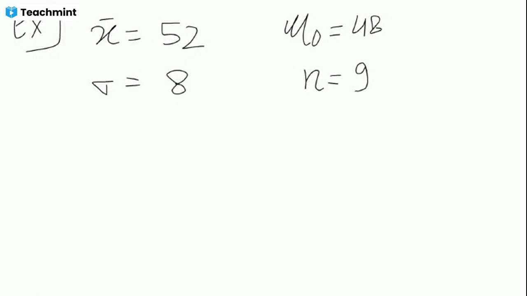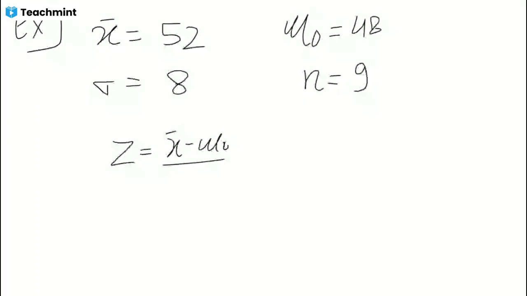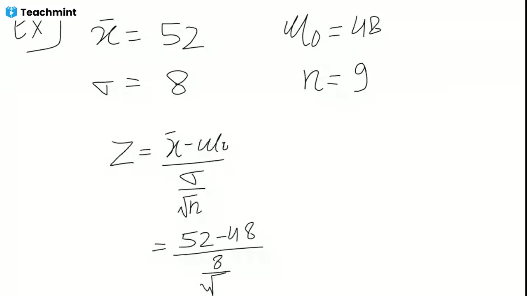So now let us find the value of z. Z is equal to, you know very well, x bar minus mu 0 over sigma upon square root of n. Now put the values. X bar is 52, mu 0 is 48, sigma is 8, and square root of 9. That is equal to 4 over 8 over 3, since the square root of 9 is 3.